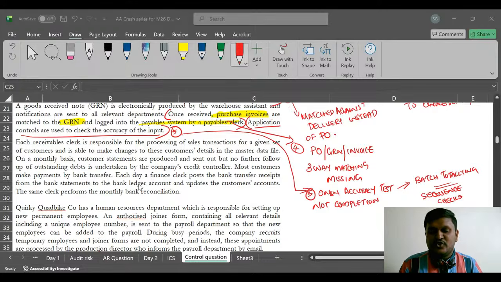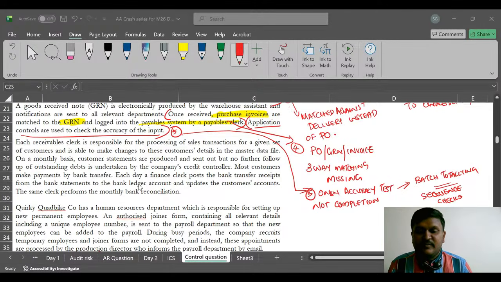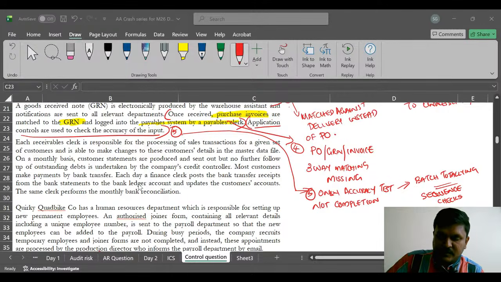Like, what is a batch total? What is a sequence check? What is input verification? You can just verify with that. So these things we'll be using over it. Since it is an integrated purchase system, this would be done in the computer. So we'll be checking in the computer itself whether that has been entered correctly or not. Clear on this?